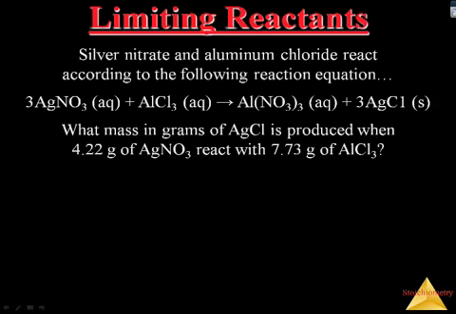Okay, let's work a limiting reagent problem. Silver nitrate and aluminum chloride react according to the following reaction equation. 3 silver nitrates plus 1 aluminum chloride yields 1 aluminum nitrate and 3 silver chlorides. What mass in grams of silver chloride is produced when 4.22 grams of silver nitrate react with 7.73 grams of aluminum chloride?